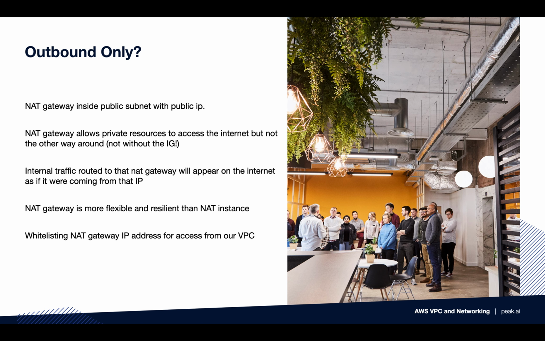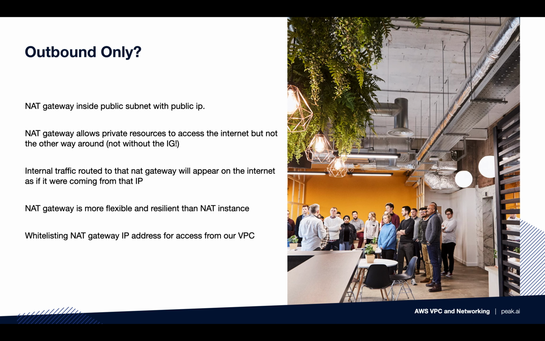So as well as the internet gateway, we also have NAT gateways. That gateway would be set up in a public subnet with a public IP address. And that NAT gateway allows private resources to access the internet, but not the other way around, not without an internet gateway. So for example, you may have servers that need access to download the latest versions of software, packages, and so on. But we don't want somebody outside the network to be able to get into the server itself.